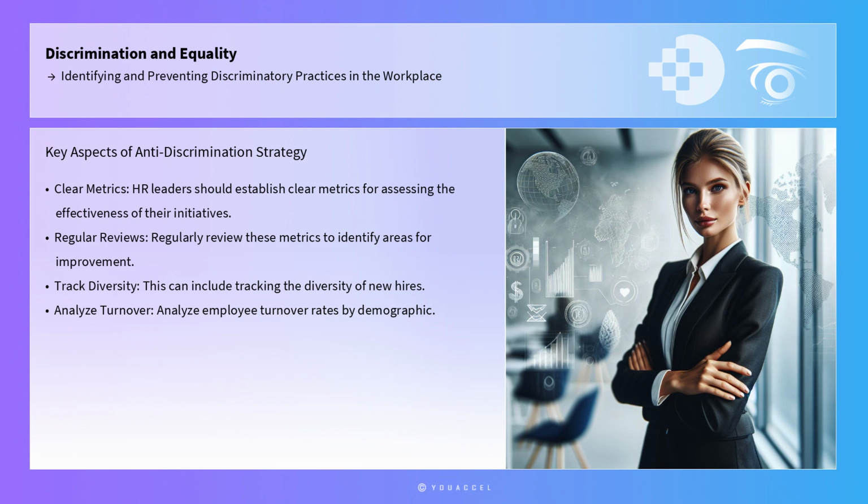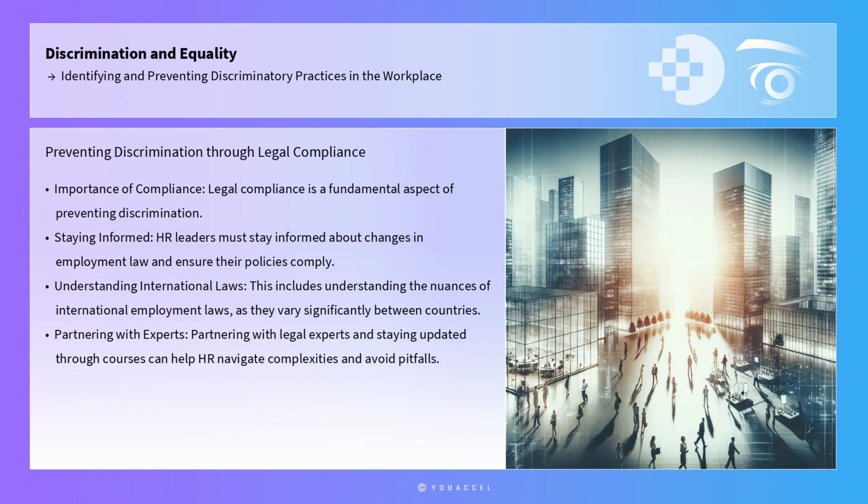Monitoring and evaluation are crucial components of any anti-discrimination strategy. HR leaders should establish clear metrics for assessing the effectiveness of their initiatives and regularly review these metrics to identify areas for improvement. This can include tracking the diversity of new hires, analyzing employee turnover rates by demographic, and measuring employee engagement and satisfaction through surveys. By continuously evaluating their efforts, organizations can adapt and refine their strategies to ensure they remain effective and aligned with best practices. Legal compliance is a fundamental aspect of preventing discrimination.